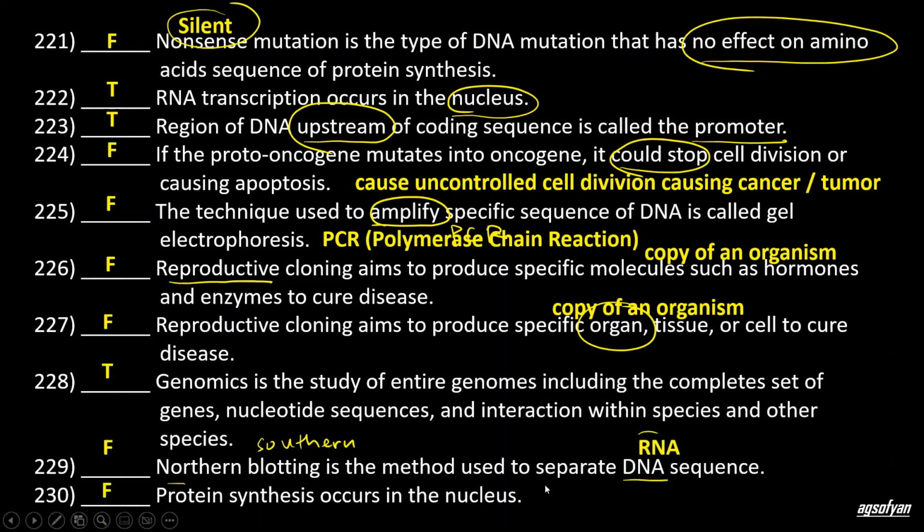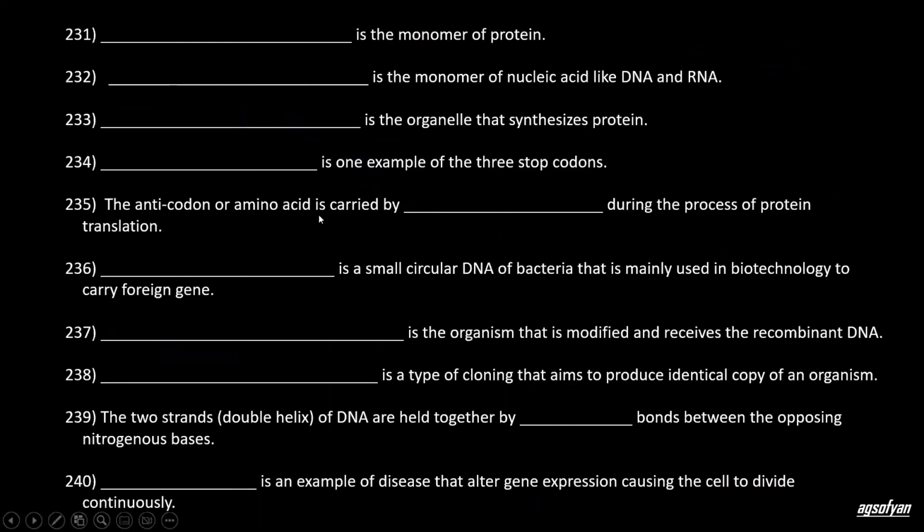Protein synthesis occurs in the nucleus. Of course, it is wrong. It should be in the cytoplasm because ribosomes are located in cytoplasm. Okay, 231 to 240. This is fill in the blank. You have to write the answer.